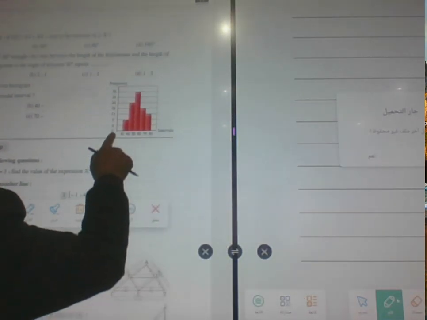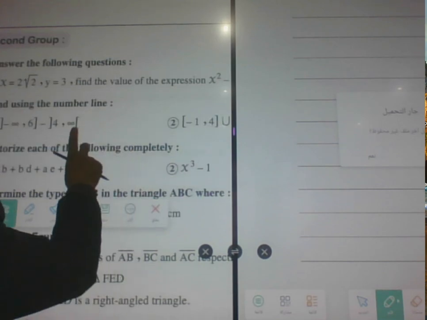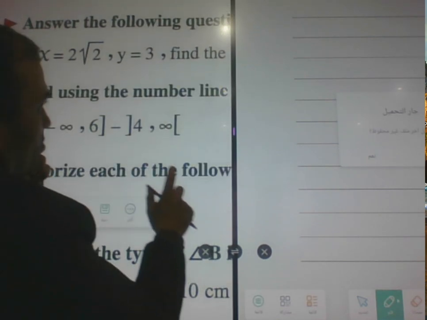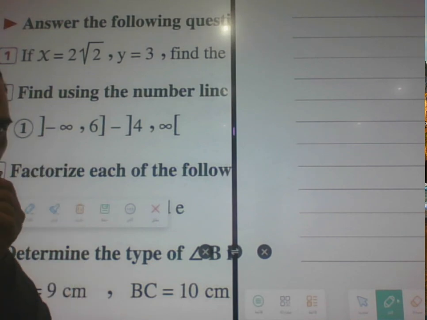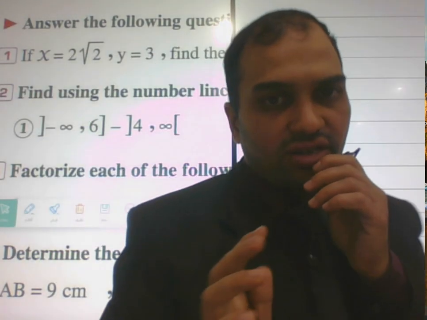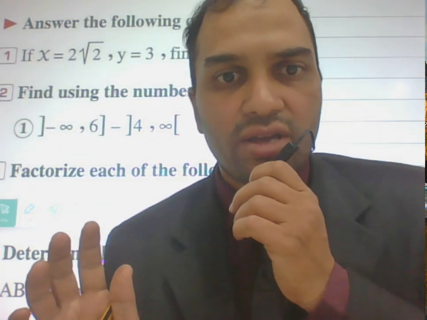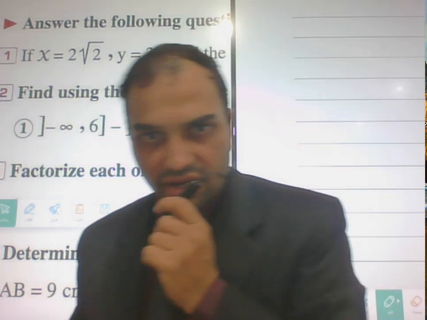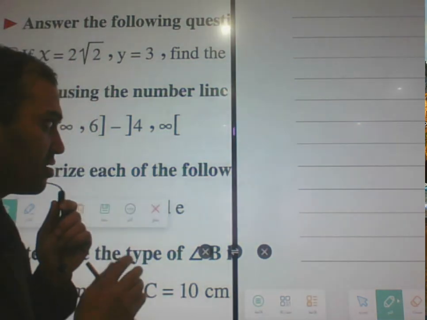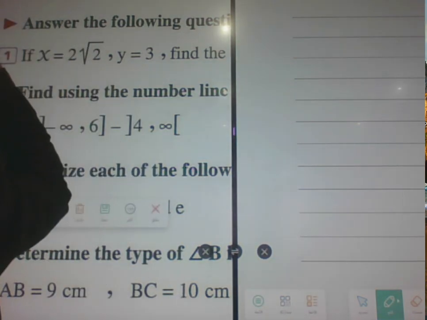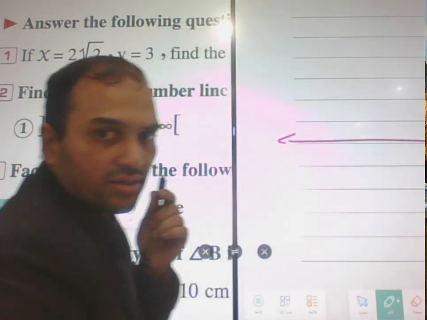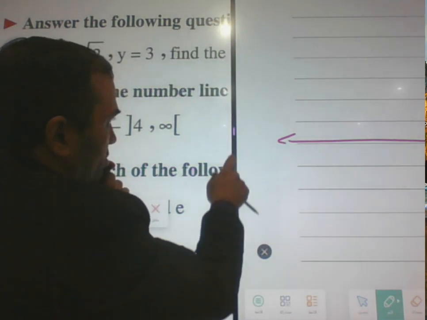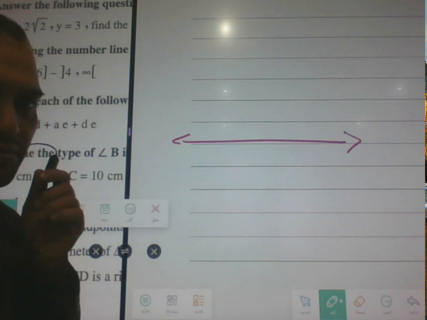First, look at the question. You want to find the difference between two intervals: the interval from negative infinity to 6 minus the open interval from 4 to infinity. I will draw a number line and find the solution on it. Okay, are you ready? Look at the answer with me. I will draw the number line here, like this. You can see the board.